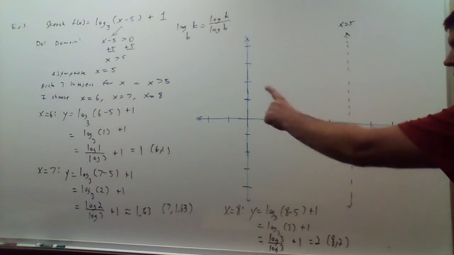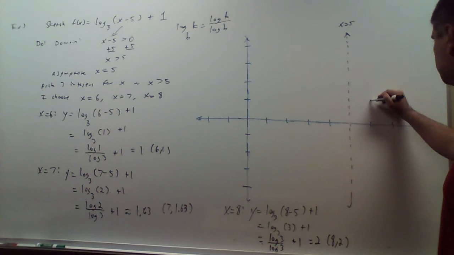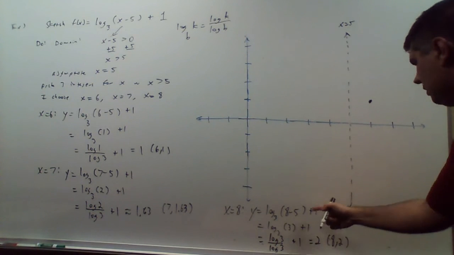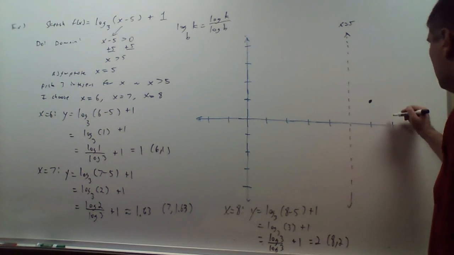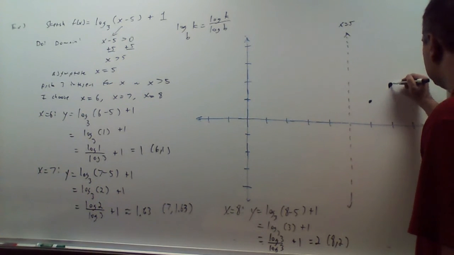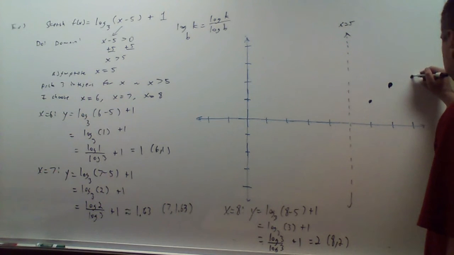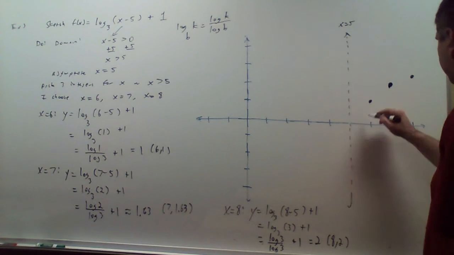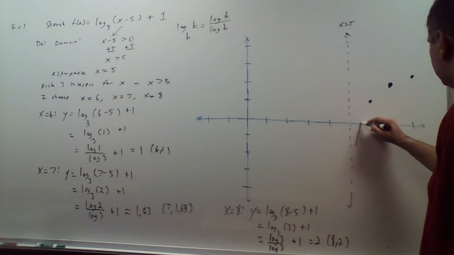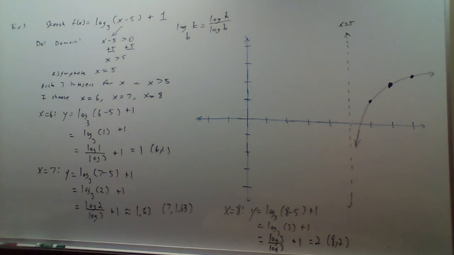We have an asymptote. We have 3 points. 6, 1. 7, about 1.63, looks like it's about right here. And then 8, 2. And then it needs to be a curve that avoids this asymptote. That's it. I'm done.